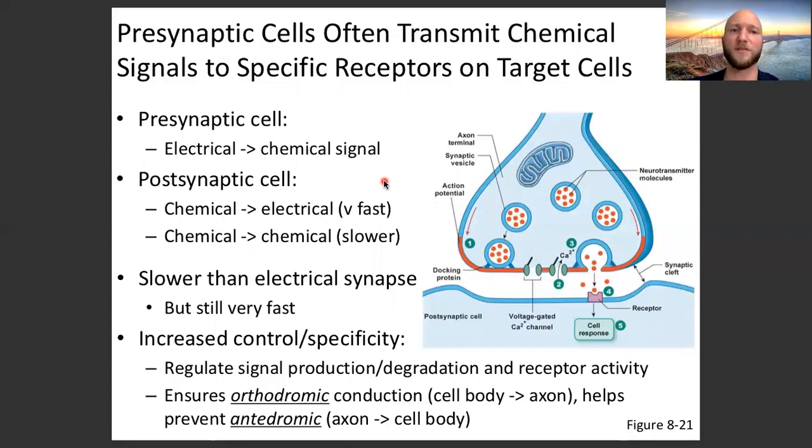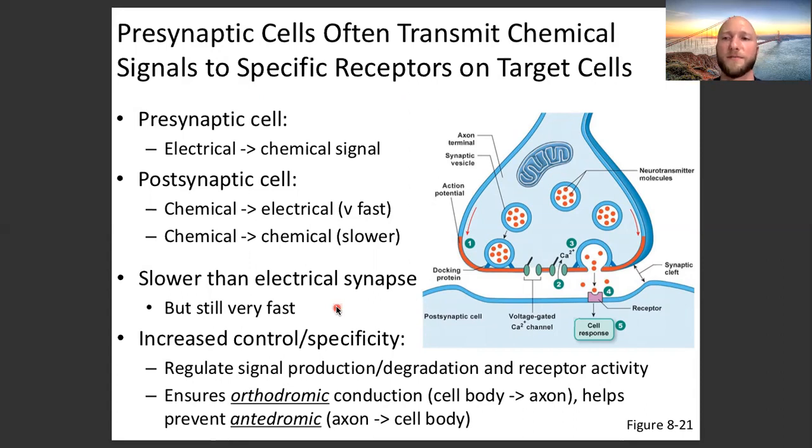In most situations, it goes electrical signal to chemical signal. That's the release of neurotransmitters. Then the chemical signal received by the receptor on the postsynaptic cell will either cause an electrical signal to be produced or a chemical signal to be produced. It's slower, but it's still very fast. I mean, this is the majority of synapses in your body. Think about how fast you think and move and control everything. We're still really, really fast to our perception. Increased control and specificity.